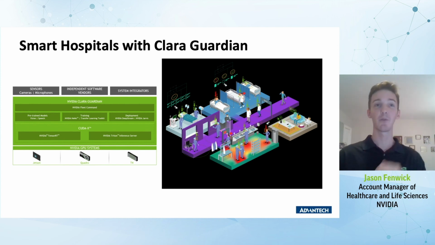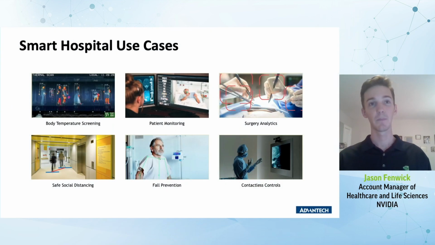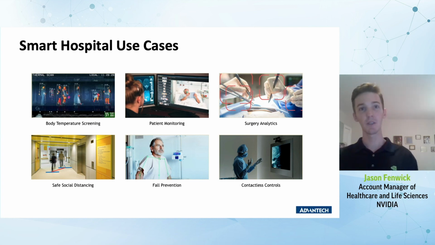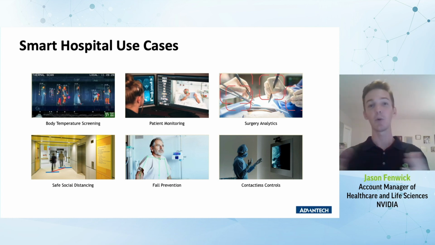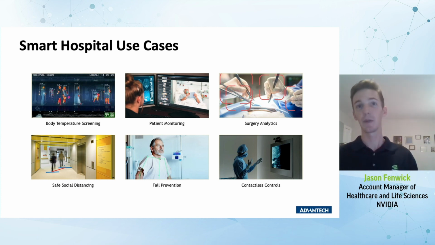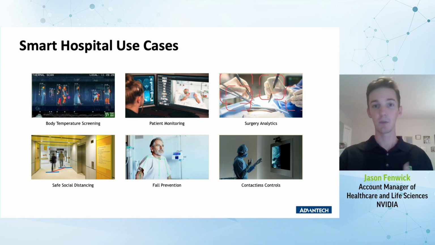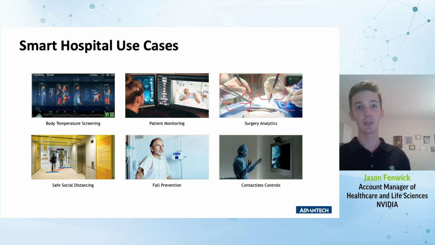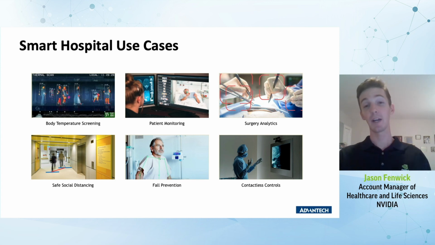We've actually built out a platform called Clara Guardian, which is an SDK for smart hospitals. The most prevalent use cases include body temperature screening, which is typically used at hospital and building entrances to detect elevated temperatures in anyone walking into the building. If someone has a fever, they can be screened by a nurse to determine if it's safe to let them walk around the hospital due to possible COVID difficulties. Cameras can also be used to detect if people are following COVID-19 social distancing requirements, as pictured here, and if there are groups congregating in hallways.